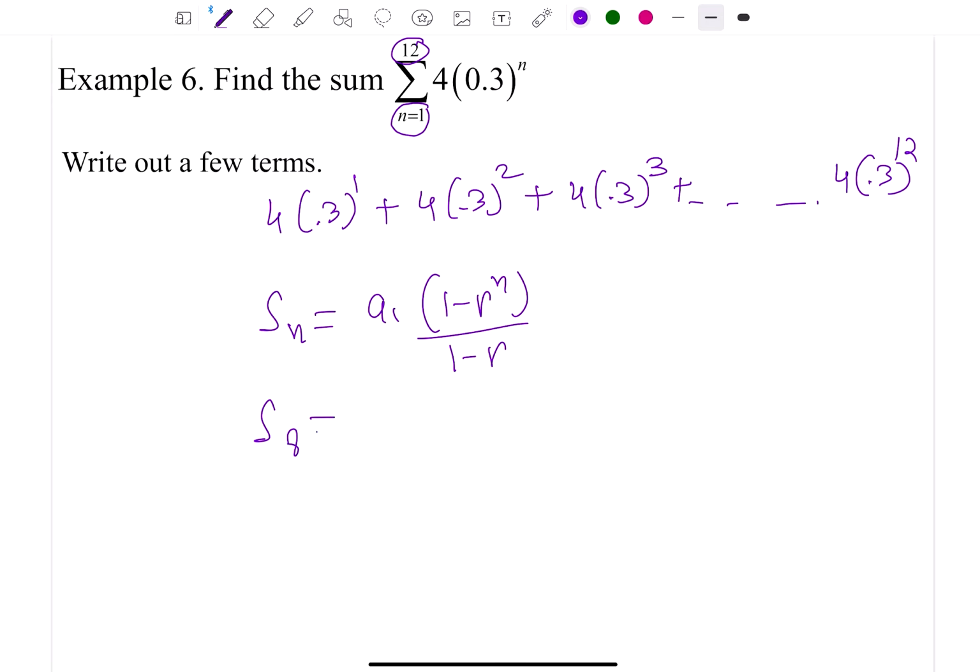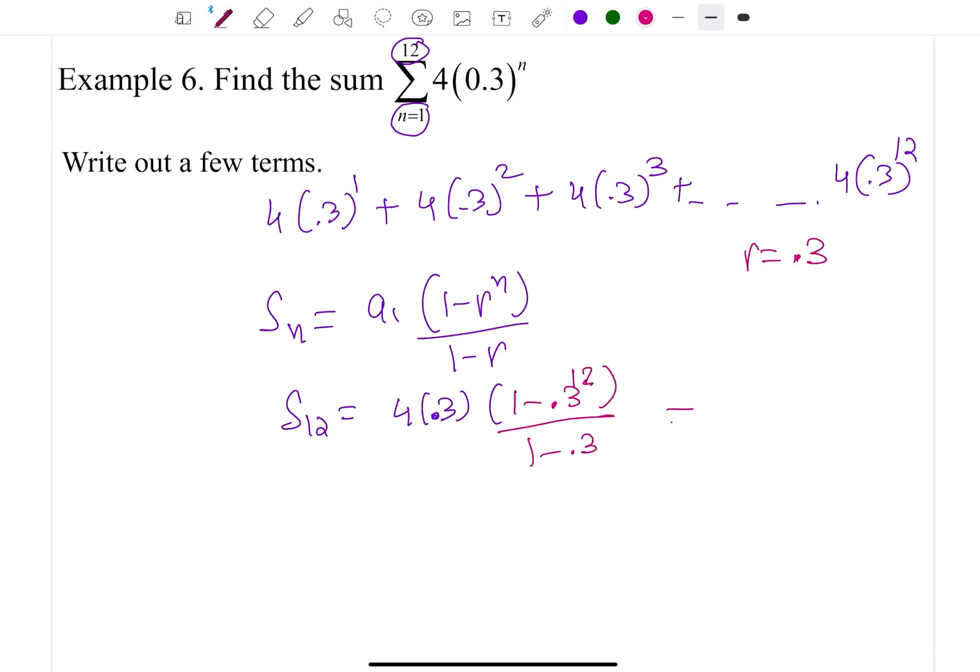So now we are looking for the sum of the first 12 terms, so n is 12 in this case. A1 is the first term, which is 4 times 0.3. And the common ratio, if we see over here, my r is actually 0.3. Each time I'm multiplying by 0.3. So 1 minus 0.3 to the power 12 over 1 minus 0.3. And using a calculator, we can figure out the sum of the first 12 terms here. It's going to be 1.714. That's the sum of the first 12 terms for this geometric series.